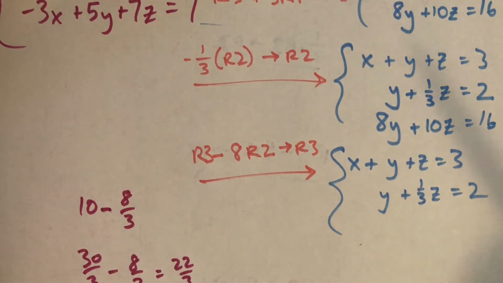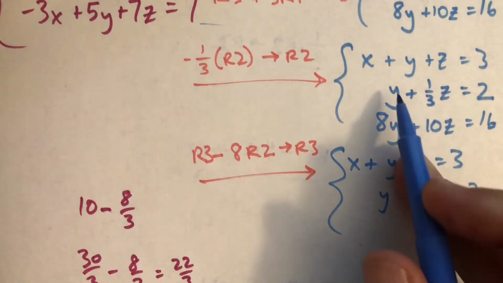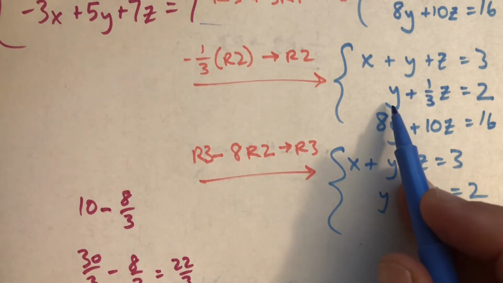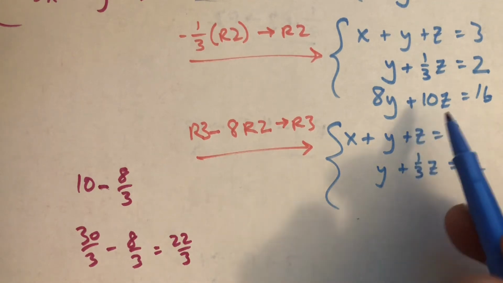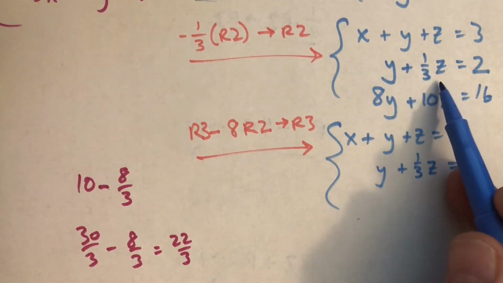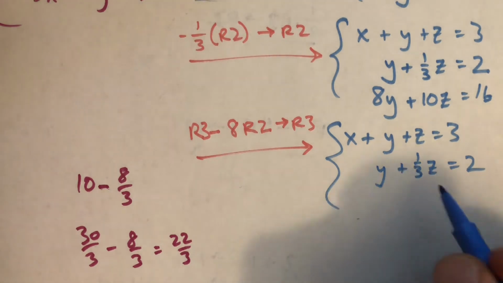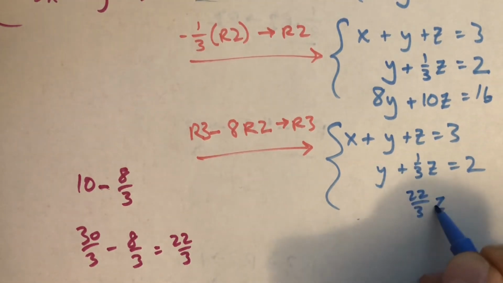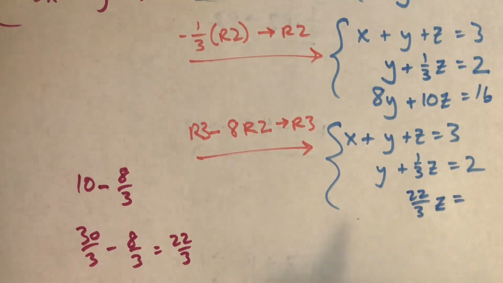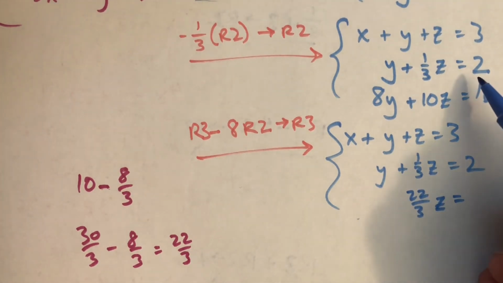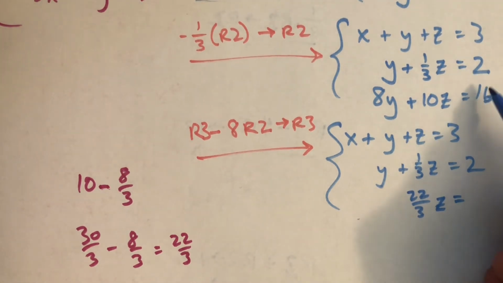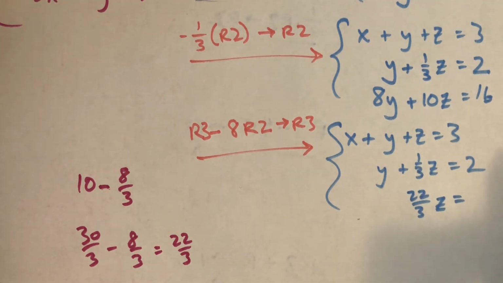Okay, so our y goes away, by design. 8y minus 8y, that's 0. Then I've got 10z minus 8 times 1/3 z, which is 22/3 z. And then on the right, we've got 16 minus 8 times 2. So 8 times 2 is 16, and 16 minus 16 would be 0.